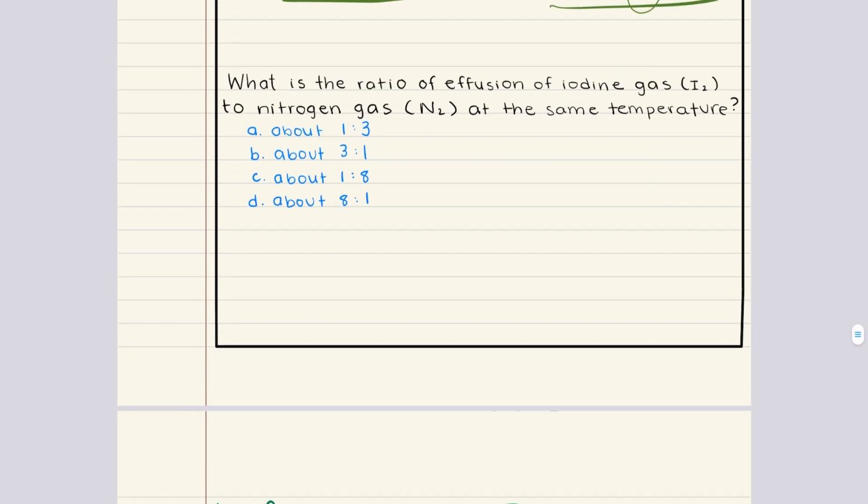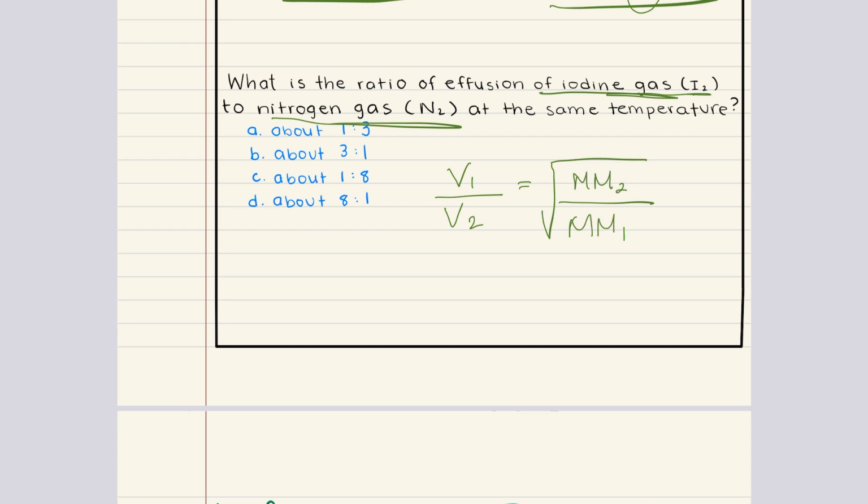This next problem says, what is the ratio of effusion of iodine gas to nitrogen gas at the same temperature? For this problem, we're going to use Graham's law, which states that the ratio of effusion rates for two gases is given by this equation. V1 divided by V2 is equal to the molar mass of gas 2 divided by the molar mass of gas 1. Now we can get the molar mass of iodine gas and nitrogen gas from the periodic table.